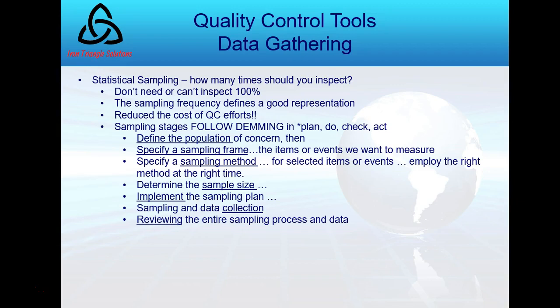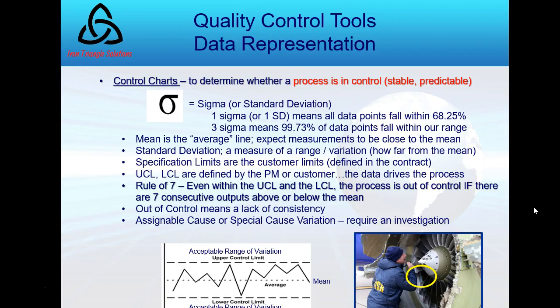Data gathering can use statistical sampling. How many times are you going to inspect something? You don't always need to inspect, or sometimes you can't inspect to 100%. So we do sampling based on reduced sampling, and it would follow Frankly Deming's Plan, Do, Check, Act, or PDCA again. Okay? And those are some of the steps you might use if you wanted to do that.